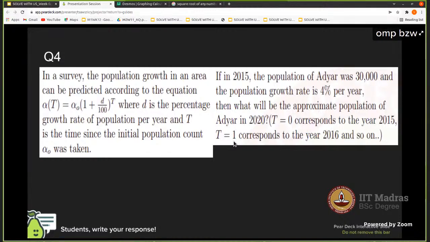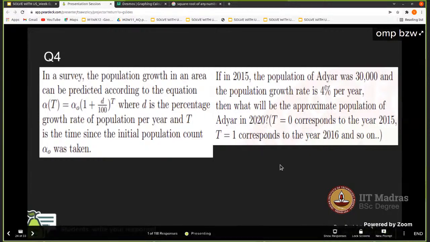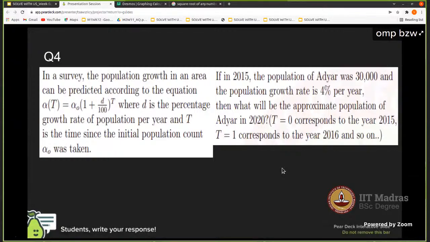So t equals 0 corresponds to the year 2015. t equals 1 means 2016, t equals 2 means 2017, likewise. So what is d here? 4. Okay. What is t here? 30,000. Oh, sorry, 5 years. t is 5. Okay. What is alpha naught here? 30,000. Right.